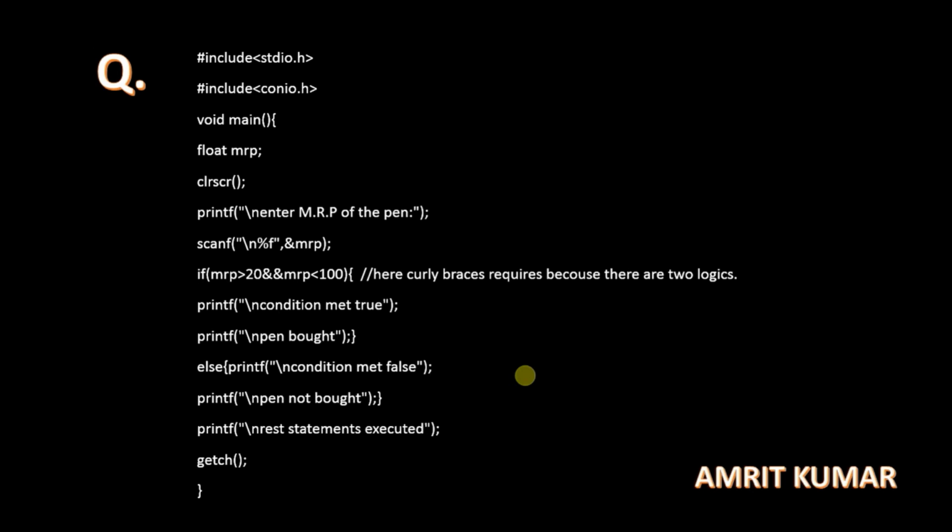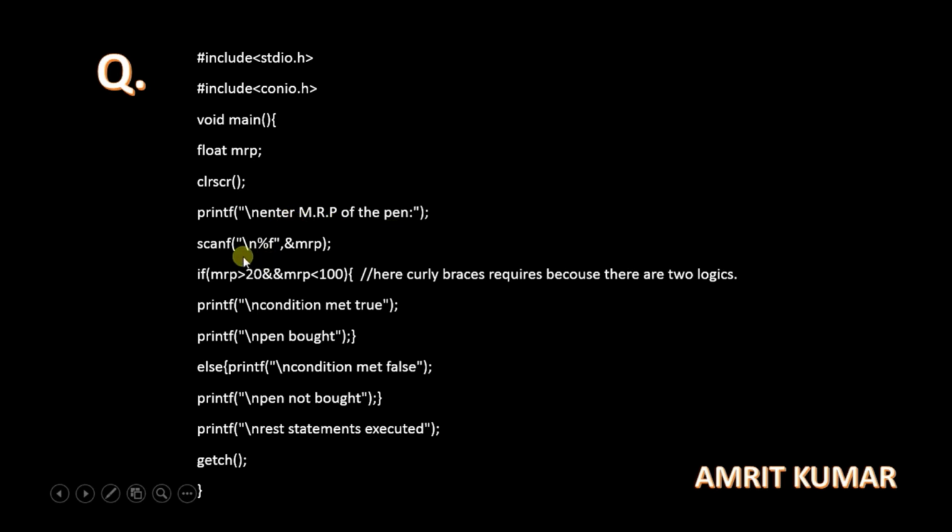So here, moving on to the void main. You can see this is the main function and its return type is void. After that I have declared the MRP variable whose data type is float. Then I have used the clrscr function whose work is to clear the screen, so it will clear everything that is on the screen. After that I have used the printf function, enter MRP of the pen again.